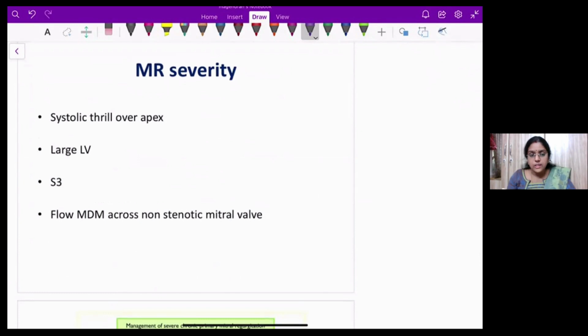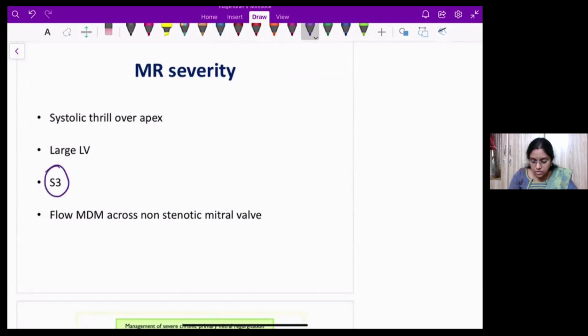So how do you say that the patient is having severe mitral regurgitation? First we'll look at the echo. Echo will show the jet volume and the direction of the jet. The direction of the jet is very important, and the jet volume as well. The velocity of the jet is also important in regurgitant patients. But clinically, how will you say that the patient is having severe MR? The patient will definitely have an S3, and there will be a systolic thrill over the apex. The left ventricle will be very large, so there will be axis deviation. Also along with that, you will have a flow mid-diastolic murmur across the non-stenotic mitral valve.